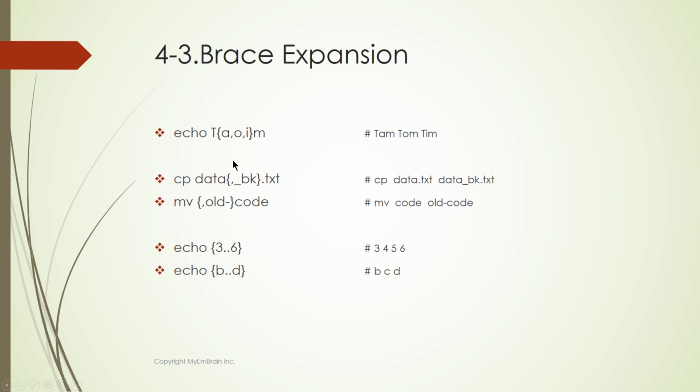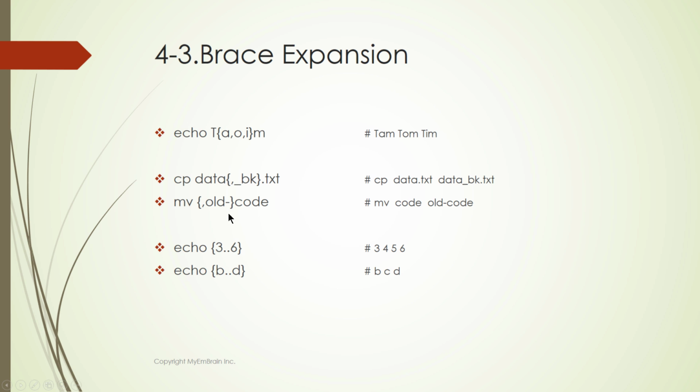Brace expansions are very handy. We use them to copy data from one location to another. For example, if we need to copy data with the cp command, the source and the destination like this, we notice that the destination only has the underscore bk extra on the original file name. Therefore, we can save some typing by issuing the command cp space data and comma underscore bk between the braces here. When the bash interpreter applies brace expansion, it will become two words, data.txt and data_bk.txt, as if this command.